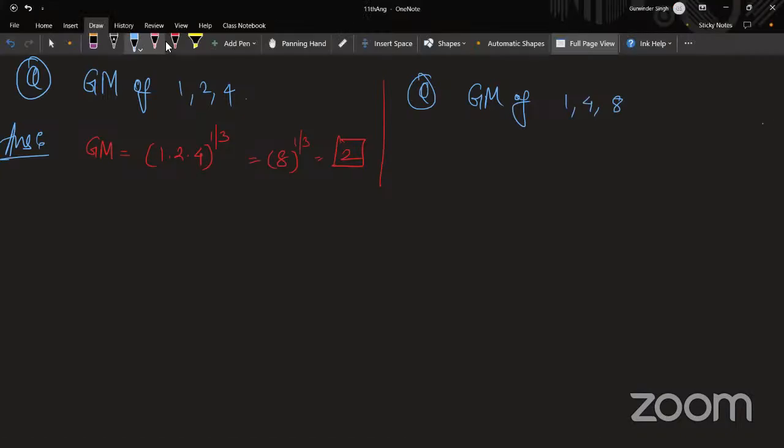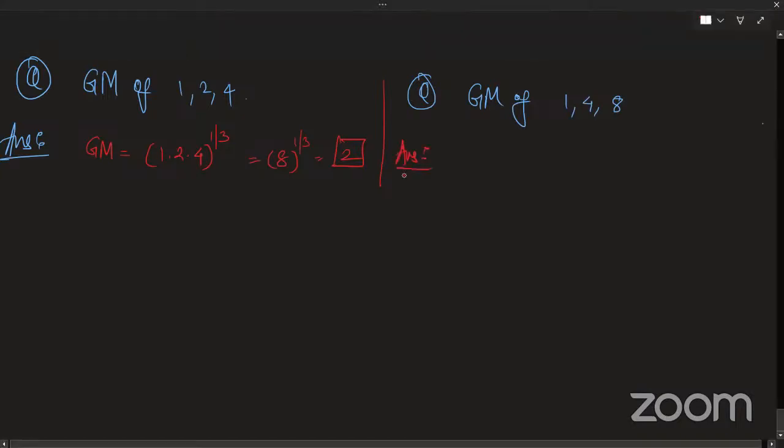Now, what will it be? 4, sir. Are you sure? Yes, sir. Cube root of 32, sir. Correct. Can you explain how? See, I had asked you to take the product. What is the product of 1, 4, and 8? 32. So, sir, you had to take the cube root of 32. Yes, sir. Okay.